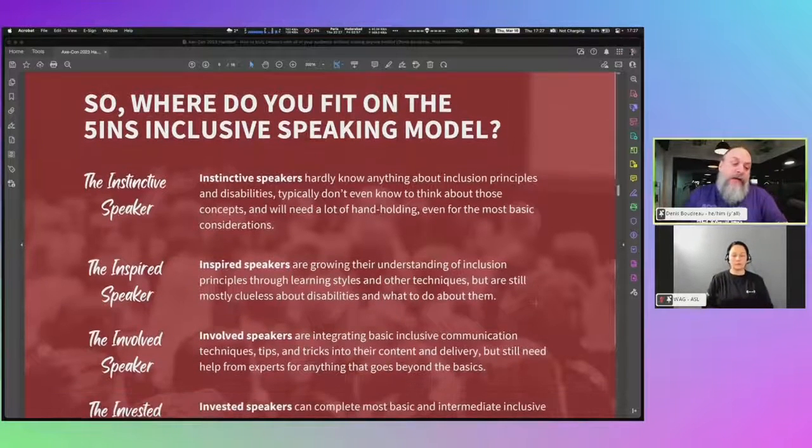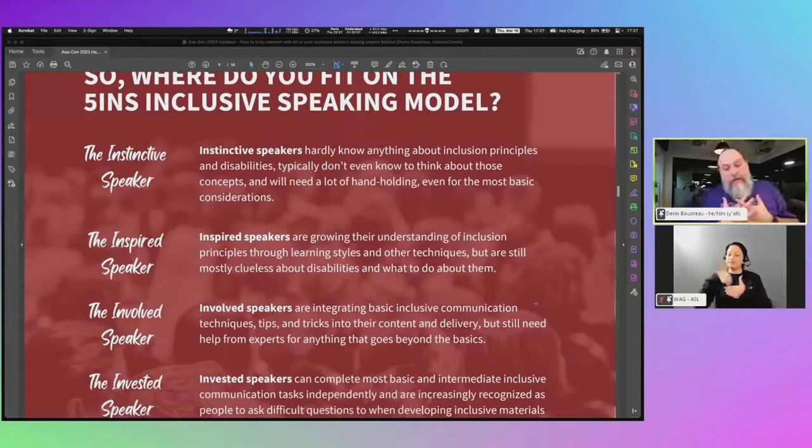If you got into the involved speaker category, then you've integrated basic inclusive communication techniques, tips, and tricks into your content, into your delivery, but you probably still need help from experts just to go beyond the basics. I find that a lot of people in our space are there. They know that they should be doing these things, but how do they get there? How do they do that? How do they make their documents accessible? That's a different story oftentimes.